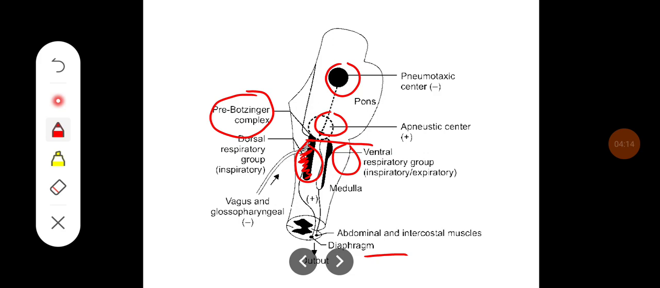The pneumotaxic center always tries to inhibit the apneustic center, and the apneustic center stimulates the inspiratory group of neurons. Okay, and if there is a lesion between the pneumotaxic center and the apneustic center with a vagal denervation, it is going to cause apneusis, that is, the respiration stops in the inspiratory phase, which is called apneusis.